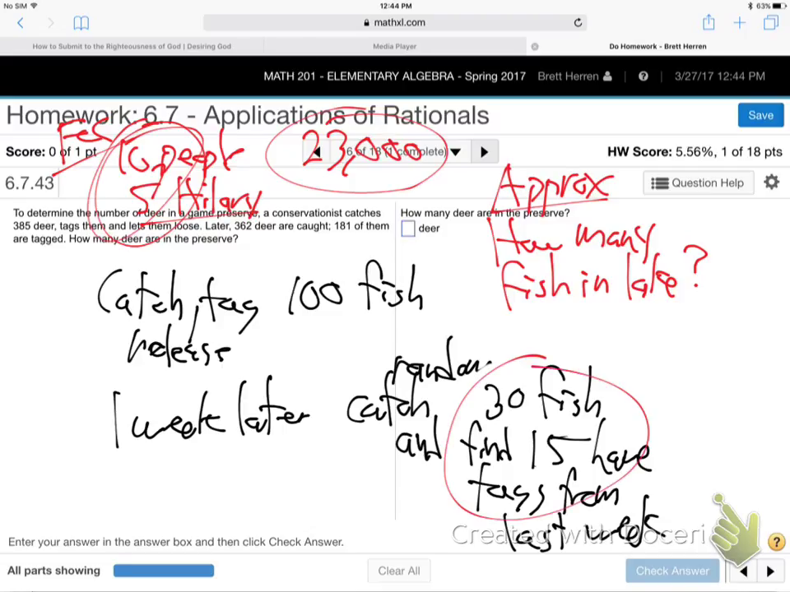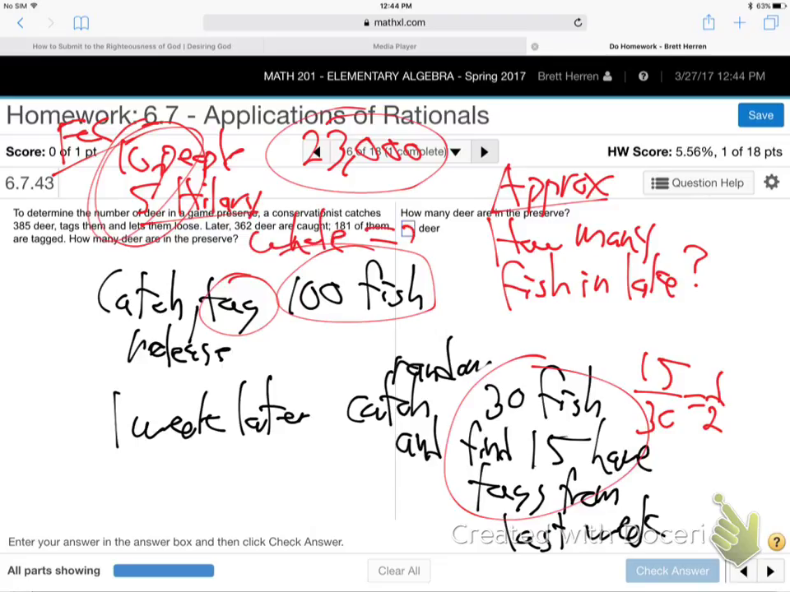So if half, 15 out of 30 is half, is that on the screen? Yeah, is half. If half of the whole lake has tags, and 100 have tags, the whole lake must be 200. Because half of them have tags. 100 is half of 200, isn't it? Does that make sense? If I know half from my sample of catching, 15 out of 30 had tags, I know half the lake has tags. I know there's 100 that have tags, must be about 200 in the lake. See how I'm able to use those numbers to estimate how many in the whole lake?